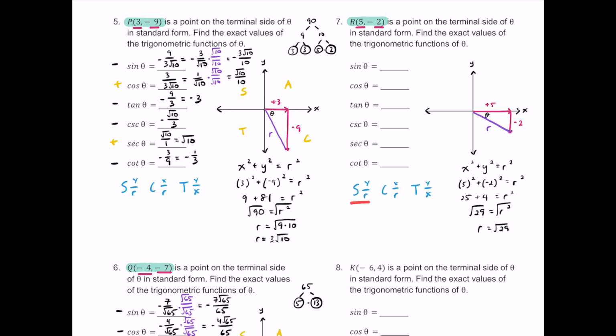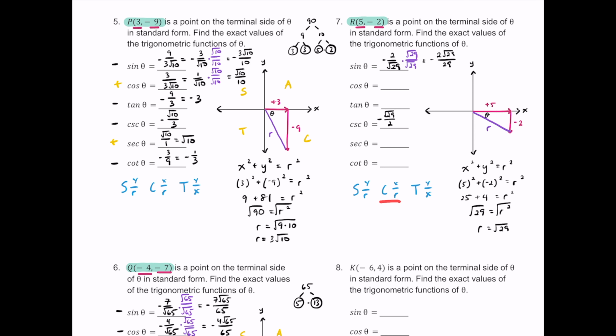Sine is going to be y over r, so here's y, it's negative 2, over r, which is going to be root 29, so it's going to be negative 2 over root 29, which means that if that's sine, then for cosecant, we're going to get root 29 over 2, and that's going to be negative still, right? For sine, we will rationalize this, multiply by root 29 over root 29. If you go ahead and do that, we're going to get negative 2 root 29 over a normal 29 now, okay?